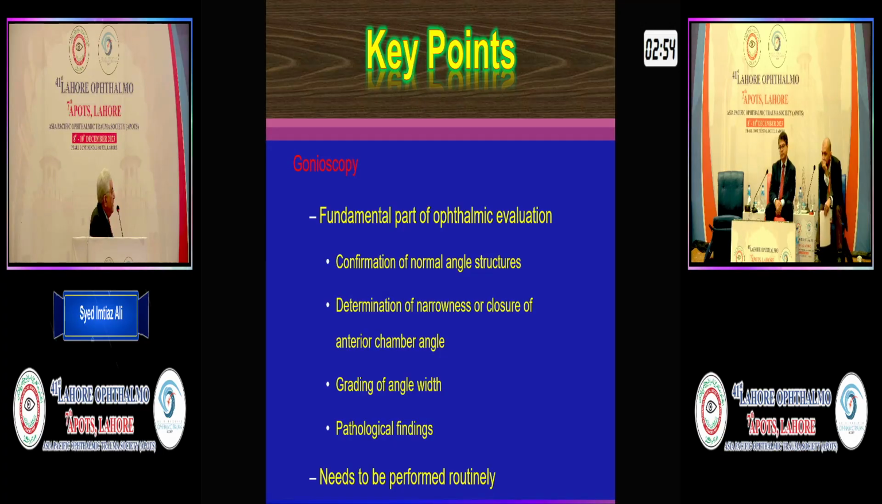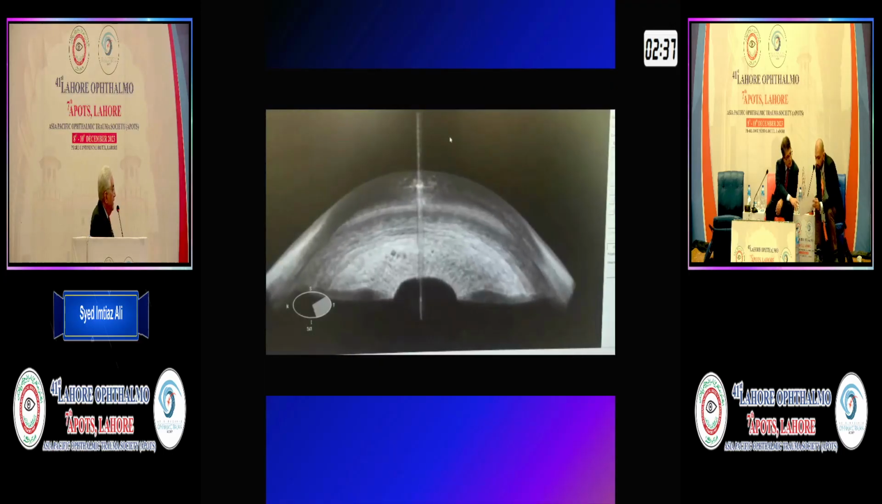And what are the key points of this talk? This is a fundamental part of ophthalmic evaluation. Confirmation of normal angle structure, determination of narrowness or closure of the anterior chamber angle, and grading of the angle width can be done. Pathological findings need to be looked for, and it should be performed routinely.